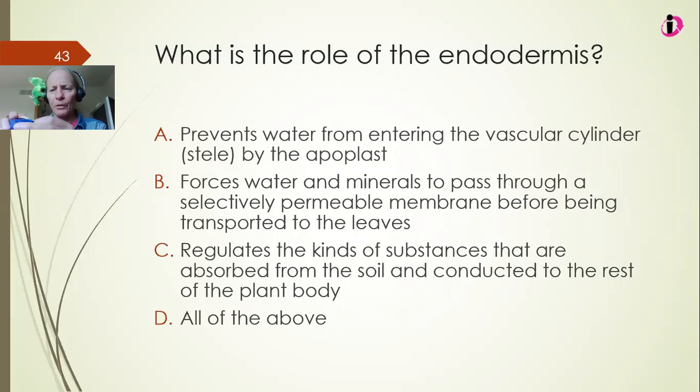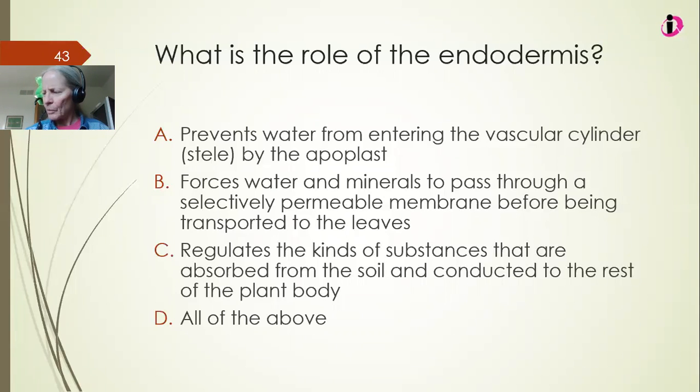So if we use my model again, and I'll just kind of take this apart, but if we use this model, with this Casparian strip, the water cannot go in between cells, and so the water instead is forced to go into the cell and through the cell membrane because it can't pass between two cells. These two cells would be blocked off by the Casparian strip.